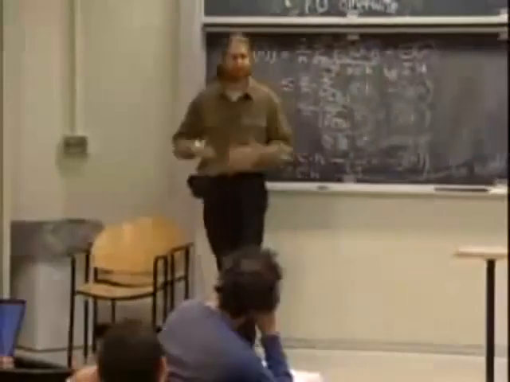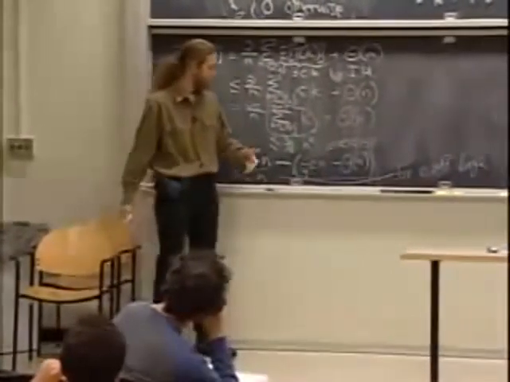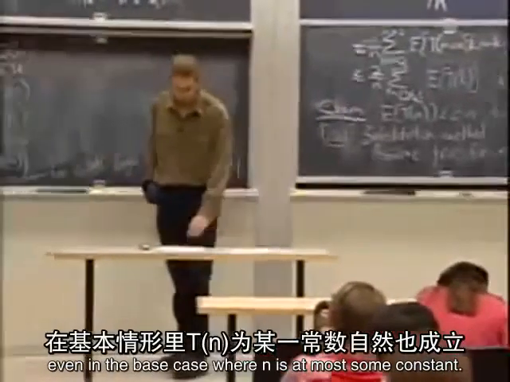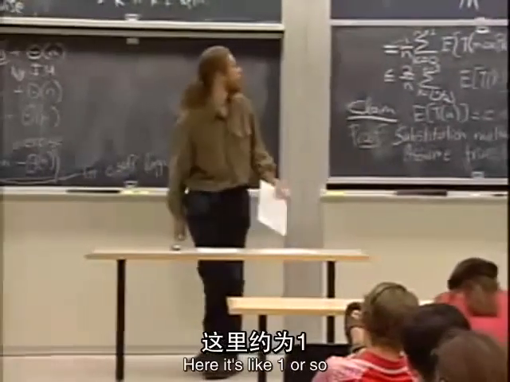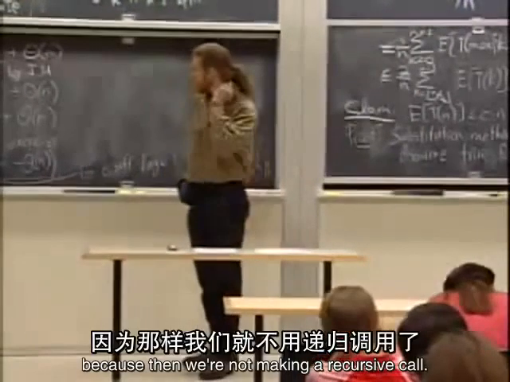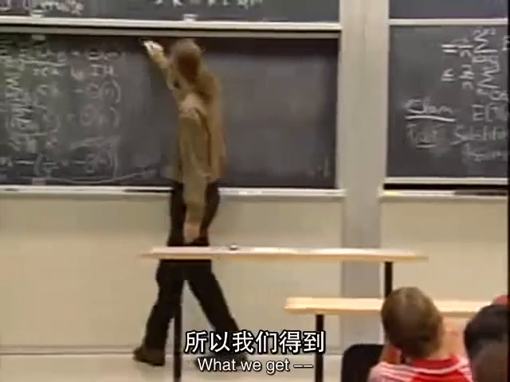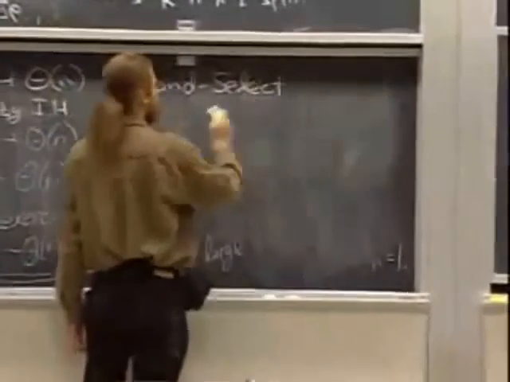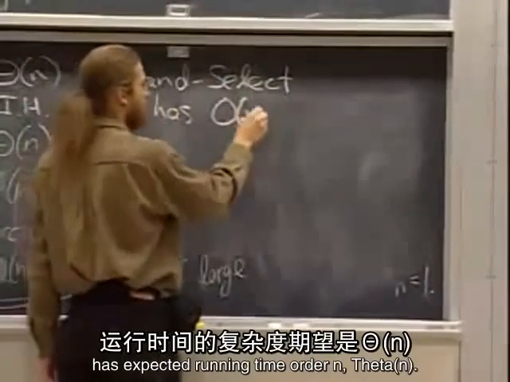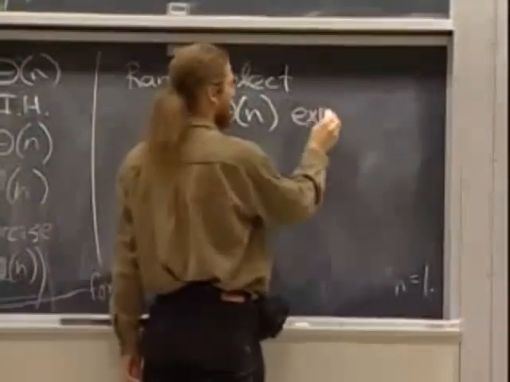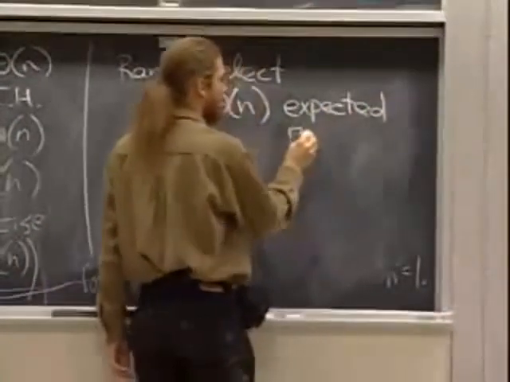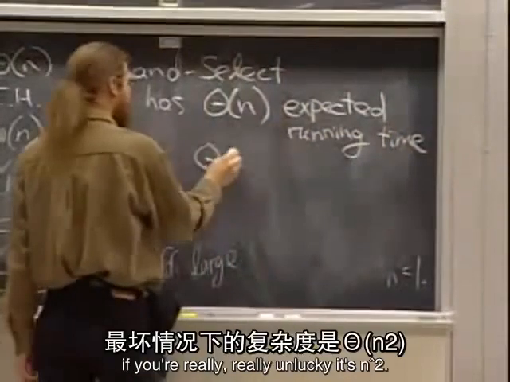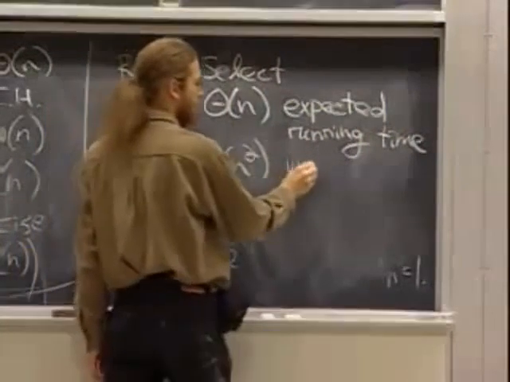There's also the base case. I just have to make the cursory mention that we choose c large enough so that this claim is true even in the base case, where n is at most some constant. Here it's like 1 or so, because then we're not making a recursive call. So what we get is that this algorithm, randomized select, has expected running time theta n. The annoying thing is that in the worst case, if you're really, really unlucky, it's n squared.